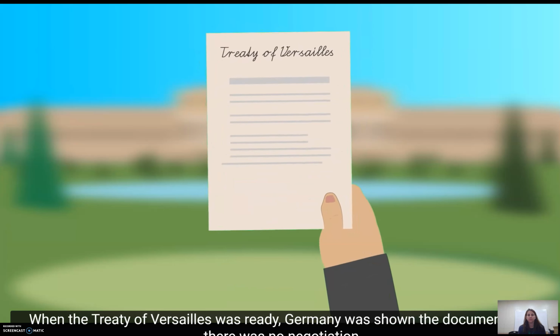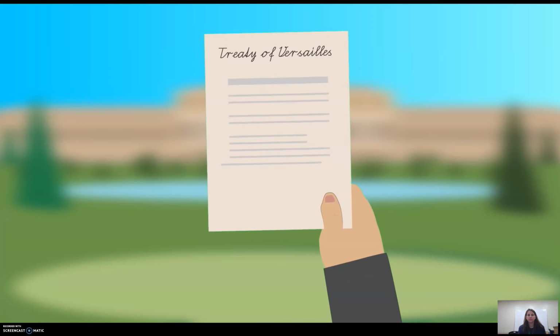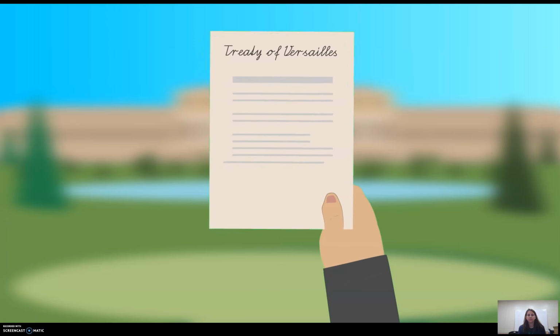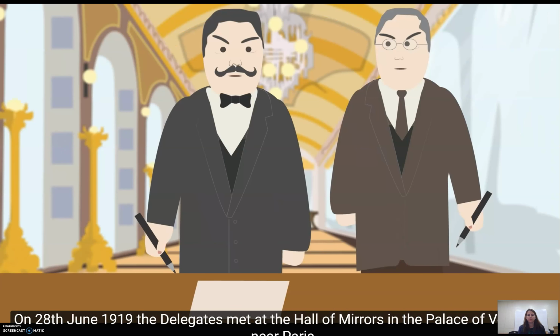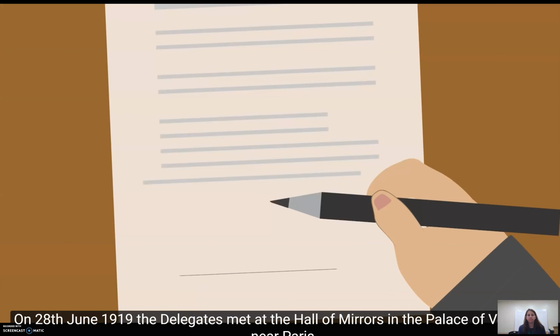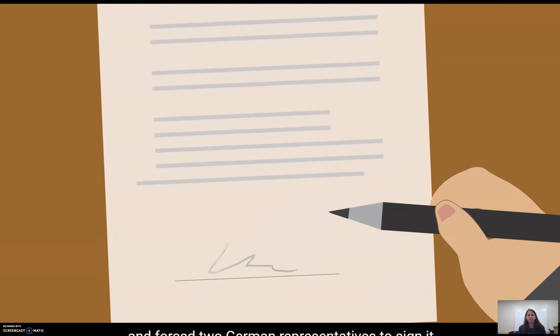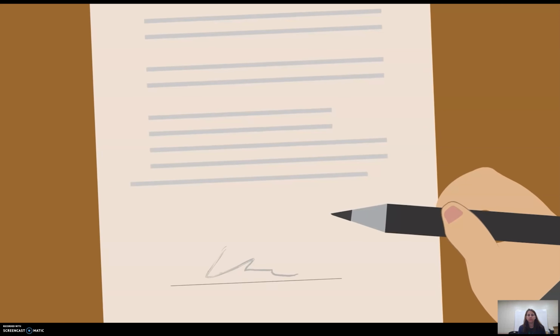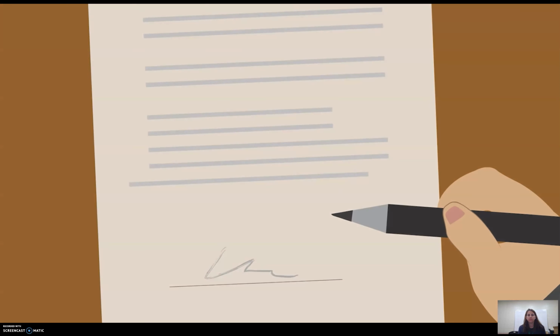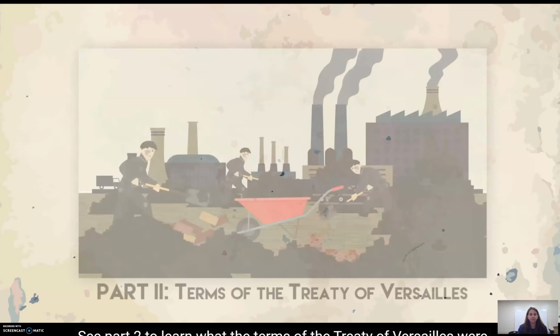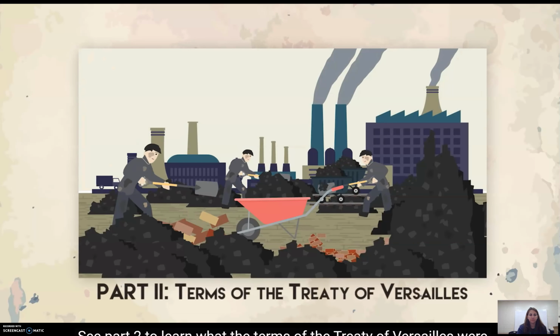When the Treaty of Versailles was ready, Germany was shown the document, but there was no negotiation. Their rebuttal ignored. On 28 June 1919, the delegates met at the Hall of Mirrors in the Palace of Versailles near Paris and forced 2 German representatives to sign it. See Part 2 to learn what the terms of the treaty were.